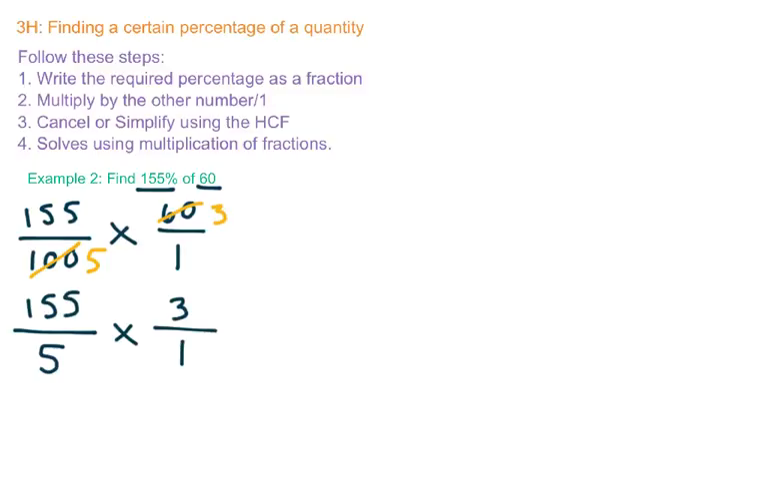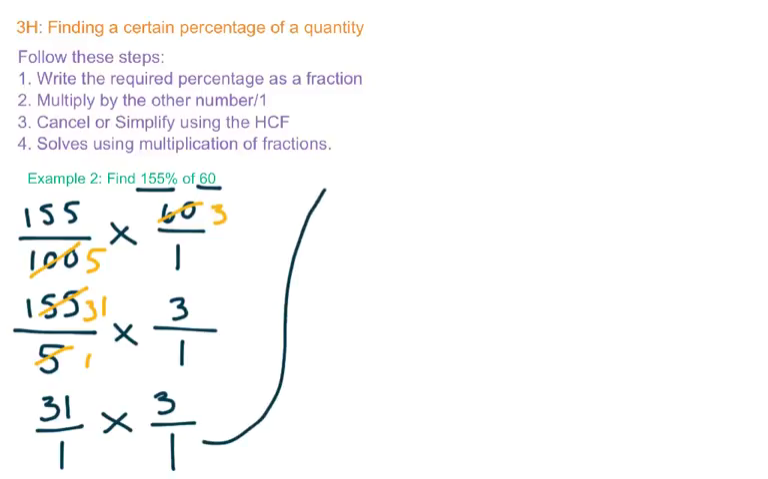Alright, before moving on to step 4, we're going to check if we can simplify it any further. And just looking at that first fraction, the 155 over 5, I think that we can. 5 goes into 5 once. 5 goes into 155 31 times. Great, so if we rewrite our equation, it's going to look something like this. 31 over 1 times 3 over 1. Looking at these two new fractions, it doesn't look like we can simplify them any further, so we can move on to step 4, solving using multiplication of fractions.